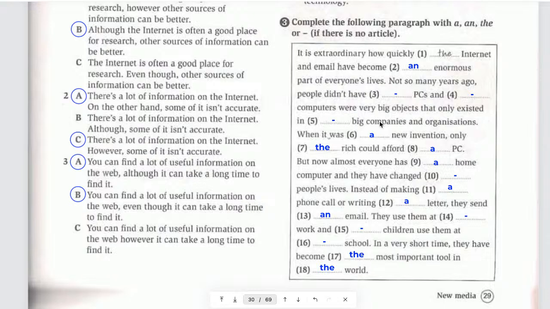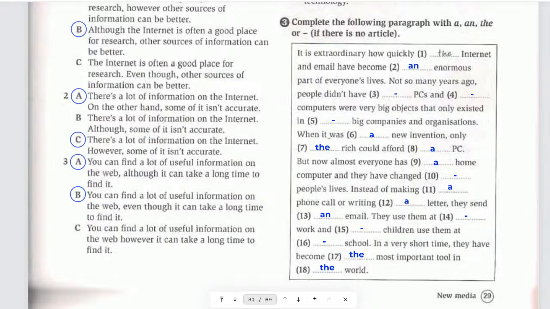Now number 5. Ngọc Anh. No, we don't need to use any articles here. We don't need to put the here, okay? It's empty. We don't use any article here, so that only existed in big companies and organizations. And the explanation is just what? Why don't we use any article here? It's just the same, right?